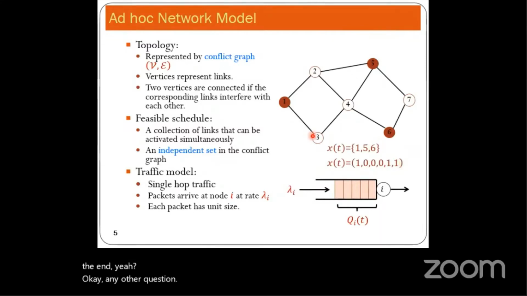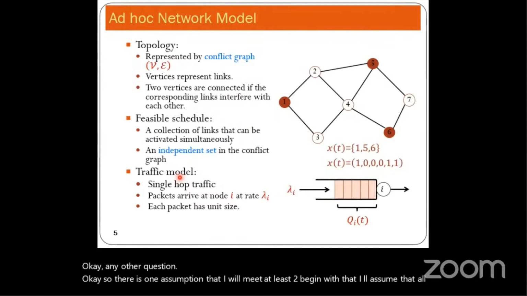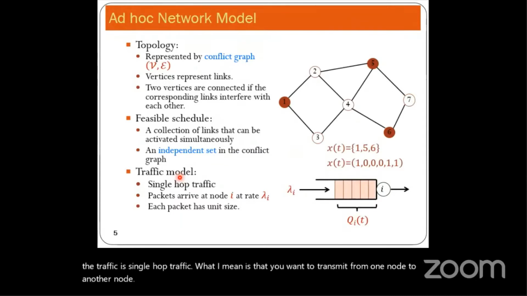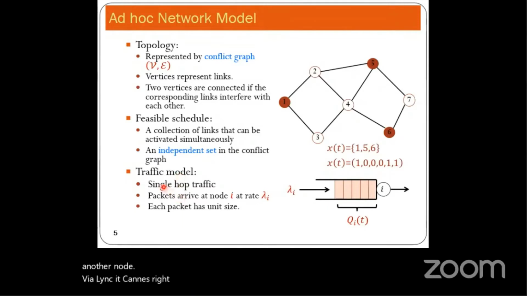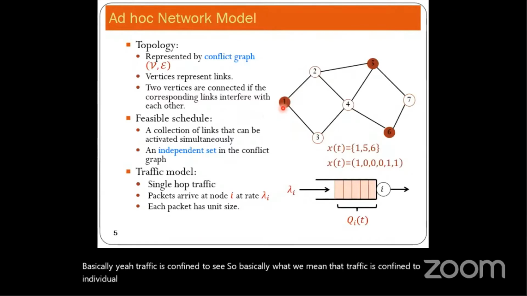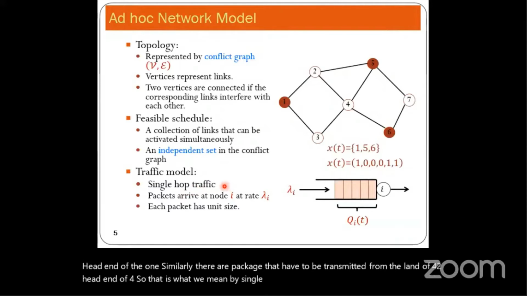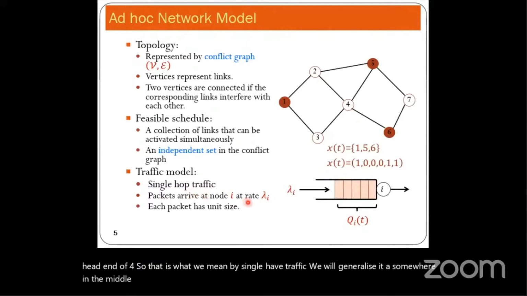There is one assumption that I'll make, at least to begin with: I'll assume that all the traffic is single hop traffic. What I mean is that you want to transmit from one node to another node via a link. Traffic is confined to individual nodes in the conflict graph. There are packets that have to be transmitted from the tail end of 1 to the head end of 1. Similarly, there are packets that have to be transmitted from the tail end of 4 to the head end of 4. That is what we mean by single hop traffic. We will generalize it somewhere in the middle of the talk. So it's clear what single hop traffic is.